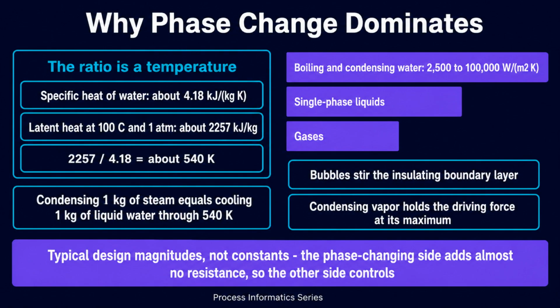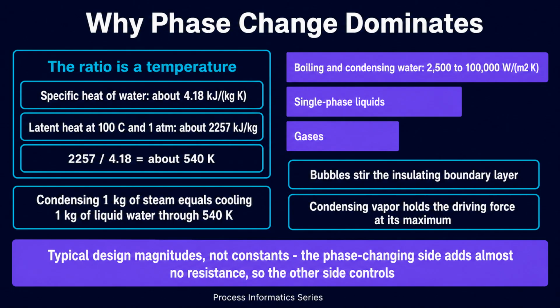Water's specific heat is about 4.18 kilojoules per kilogram Kelvin. Its latent heat of vaporization at 100 degrees Celsius and 1 atmosphere is about 2257 kilojoules per kilogram. Divide one by the other and the ratio is a temperature. 2257 divided by 4.18 is about 540 Kelvin. Condensing 1 kilogram of steam releases as much energy as cooling 1 kilogram of liquid water through 540 Kelvin, a swing no liquid water could survive. Phase change is where the energy is.